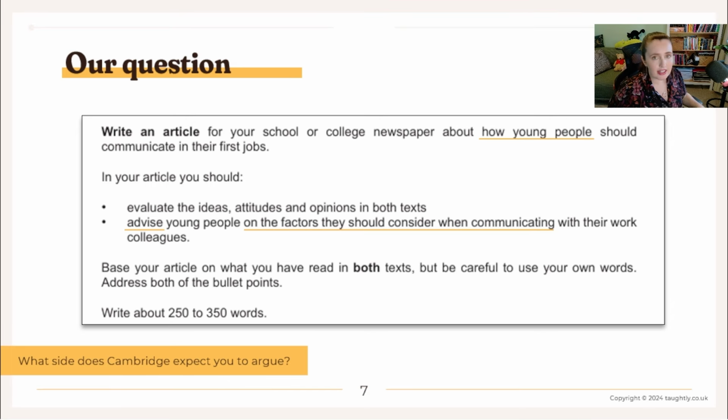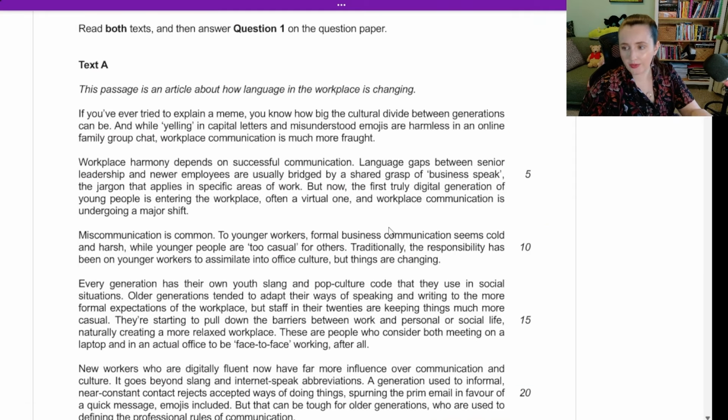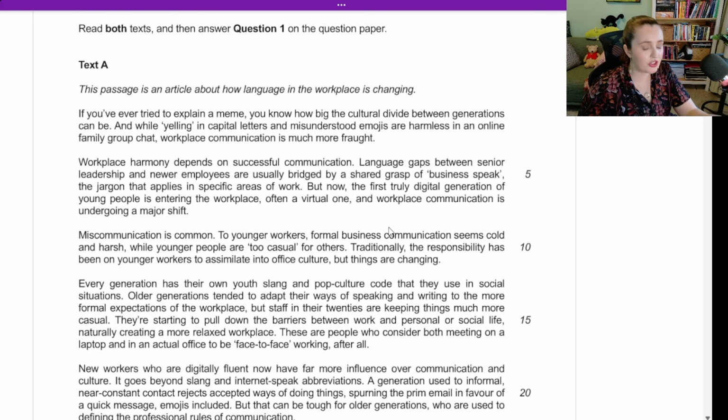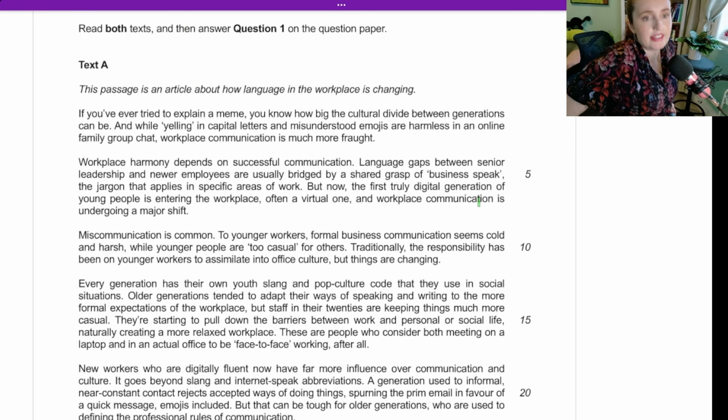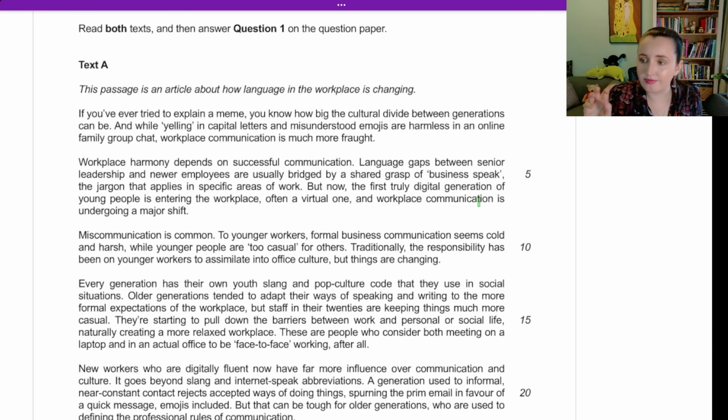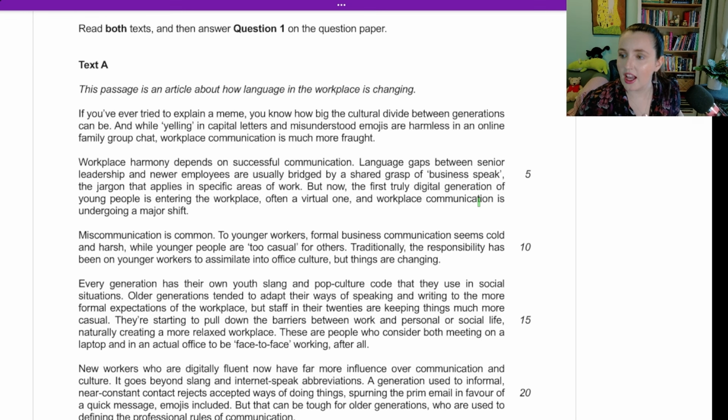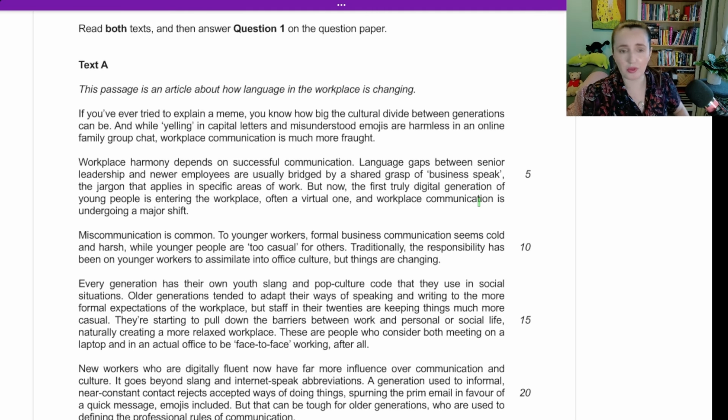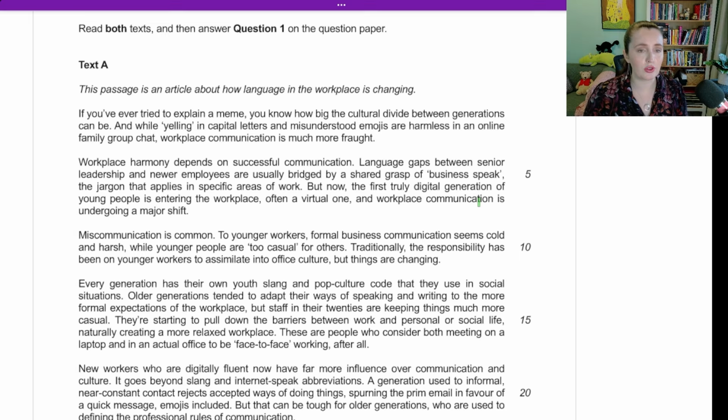And these are the same texts that the student exemplars are going to respond to. Okay, so here are our texts, and we're keeping in mind our topic is giving advice to young people about how they should communicate in the workplace. So let's read. Now, my exam tactic, as always: I've read the question, so I know what my topic is, and now I'm going to highlight the explicit arguments, the main points that the two texts are making about communication in the workplace.